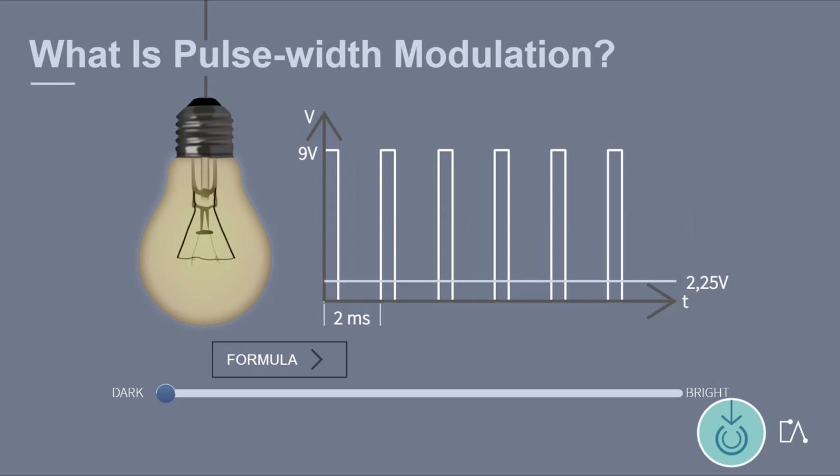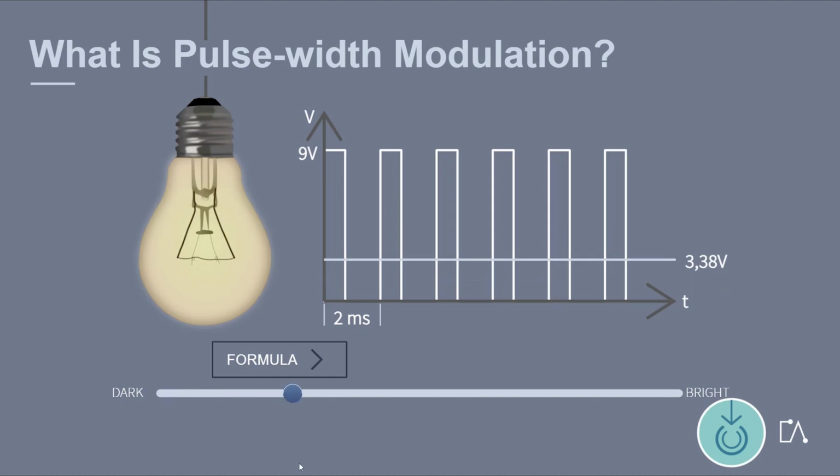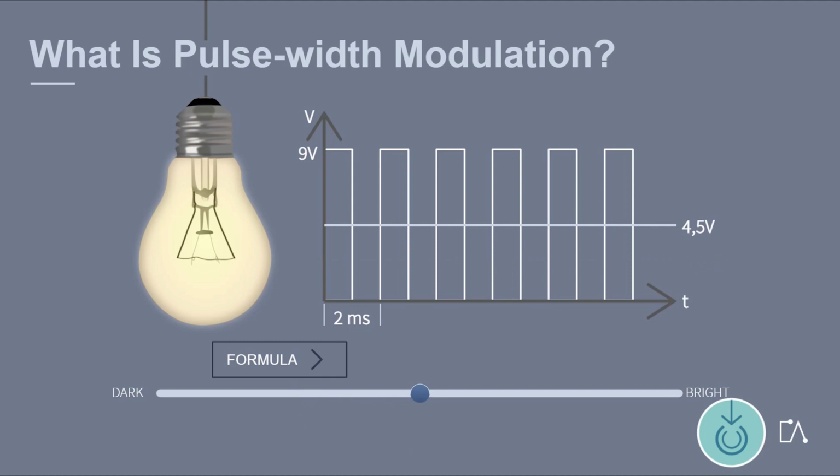The longer the pause, the darker the light. The duty cycle lies between 0 and 100%. If the pulse width is reduced to a duty cycle of 37.5%, the light gets darker. The average voltage and the brightness of the light bulb depend on the pulse width.